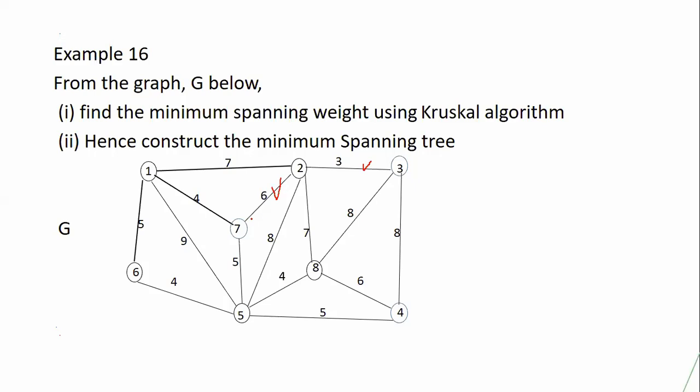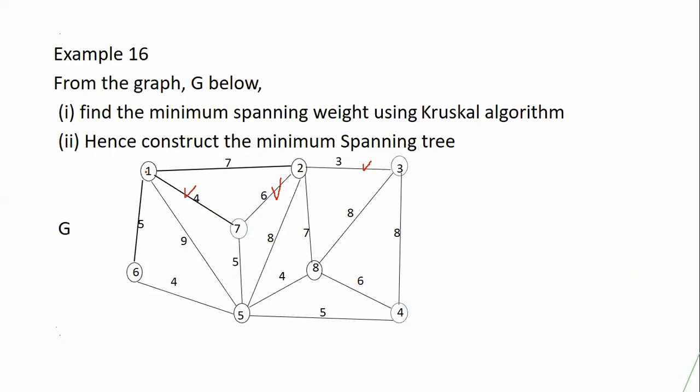Therefore, we are at 7. Don't forget, we are now continuing from 7. So at 7, we have 4 here. We have 5 here. Those are the adjacent edges. So the least among them is 4. Therefore, we now go to 1, by picking this edge with the least weight. So we now get to 1.